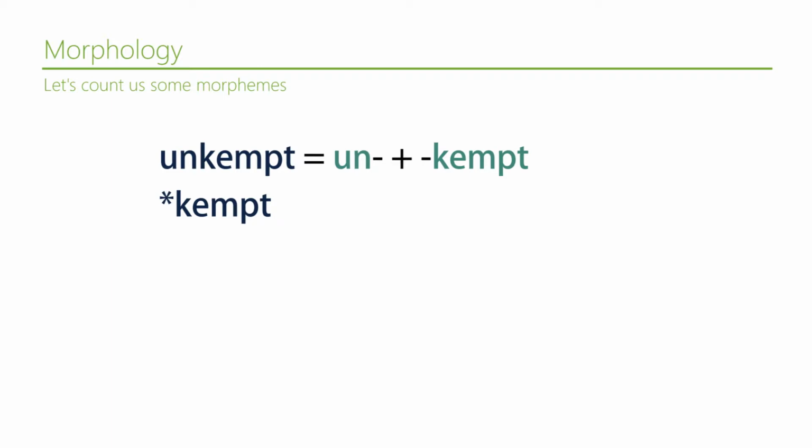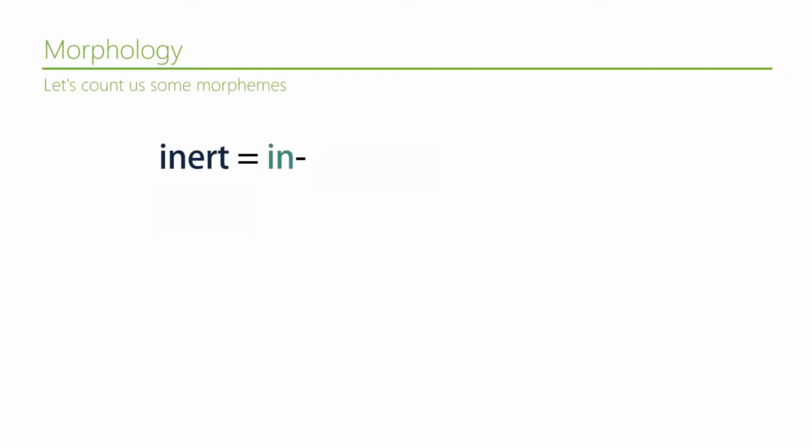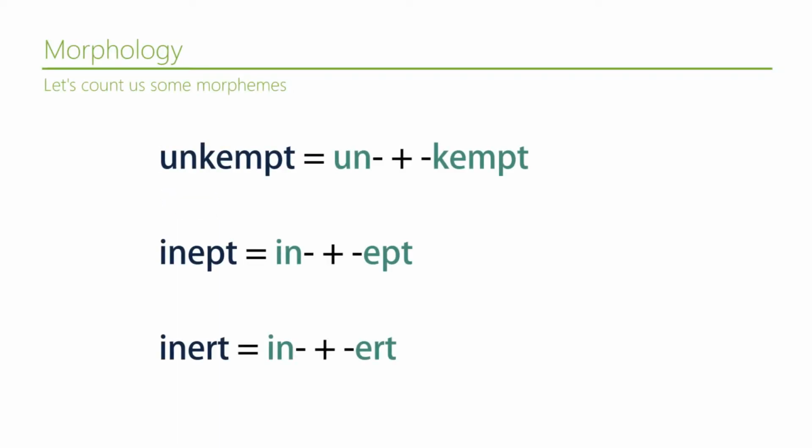Or in the word inept, you see that the negative element is there. It's like incapable, but ept is not a word. Or the word inert, but ert is not a word. So again, in these situations, the question is, do they count as different morphemes? But they do.